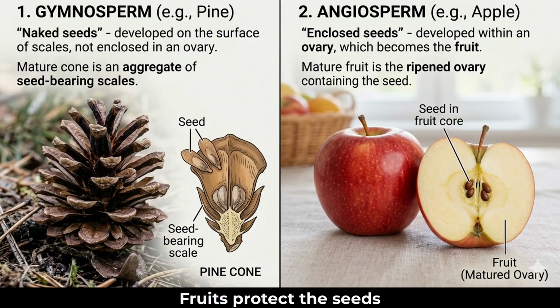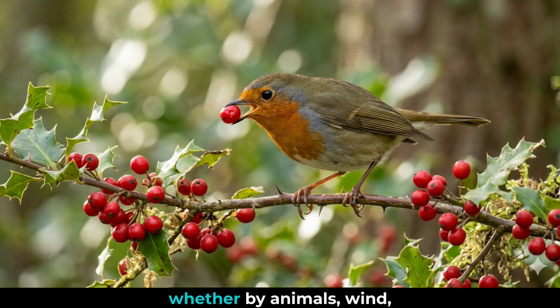Fruits protect the seeds from harsh conditions, from predators, and often provide a method for dispersal, whether by animals, wind, or water. A bird eating a berry or a squirrel bearing a nut is directly helping the plant reproduce, a strategy gymnosperms don't have.